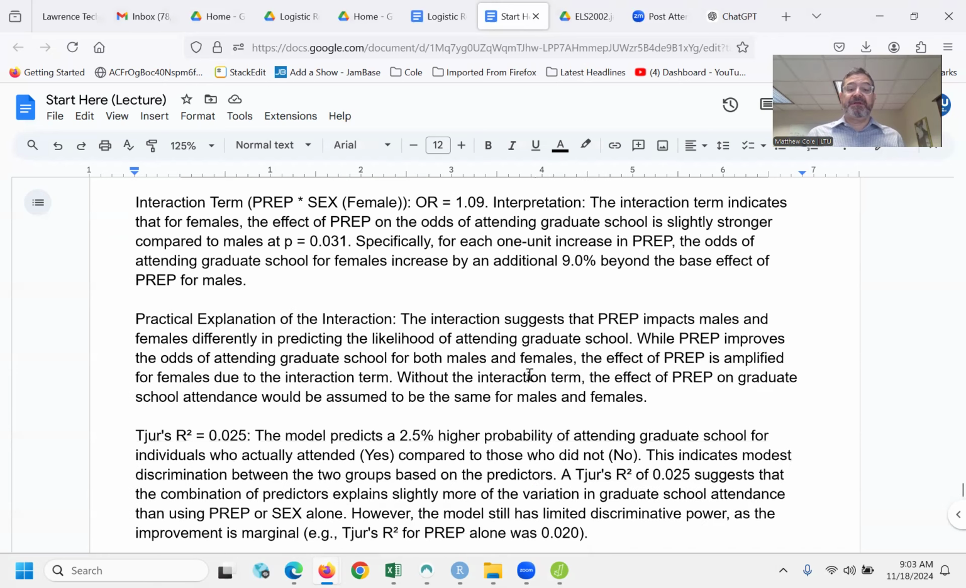The practical explanation, the interaction suggests that prep impacts males and females differently in predicting the likelihood of attending graduate school. While prep improves the odds of attending graduate school for both males and females, the effect of prep is amplified for females. That's what the interaction term is telling us. Without the interaction term, we would have thought that prep on graduate school would be equally predictive among males and females, but we have a slight difference, right? It's significant, and it's slightly more of an effect for females than males. Okay.